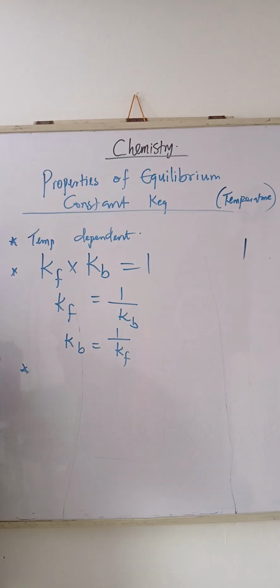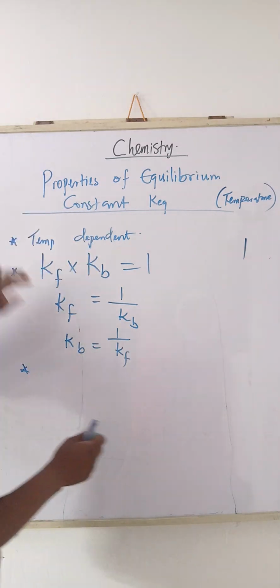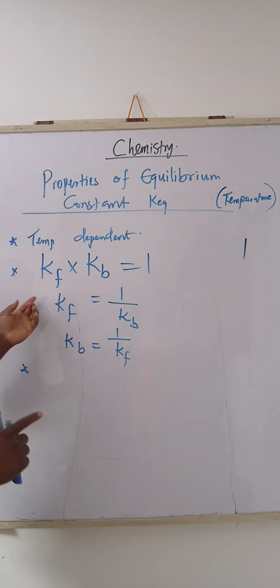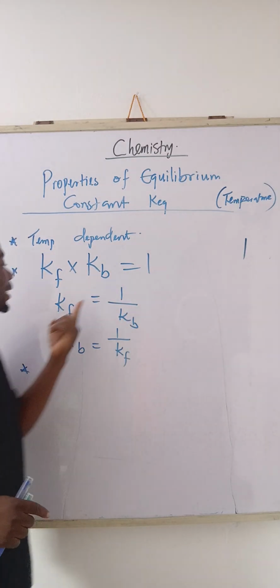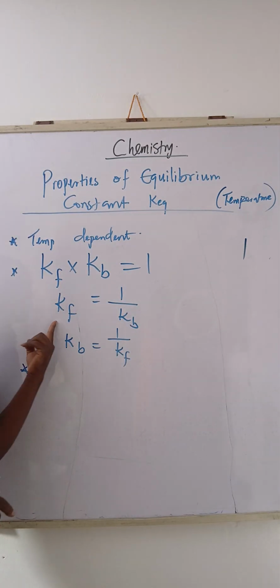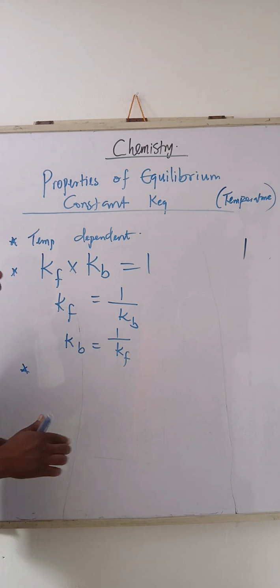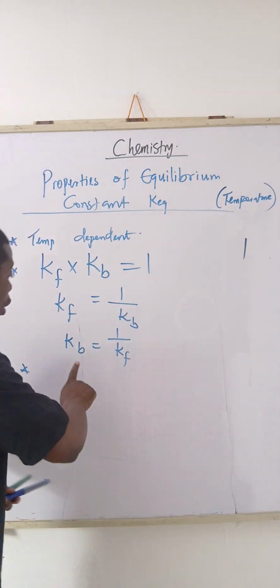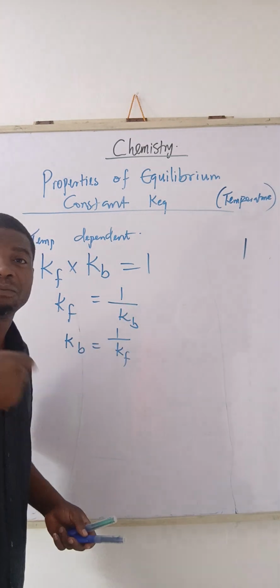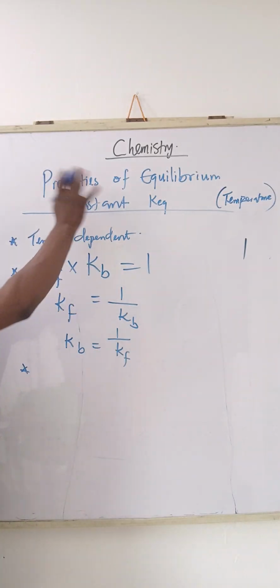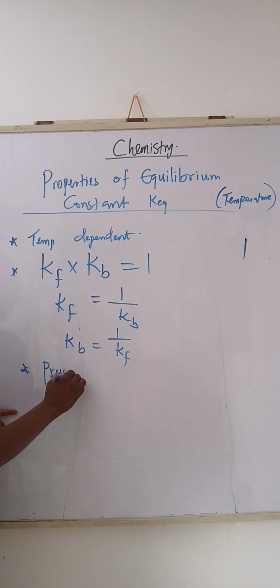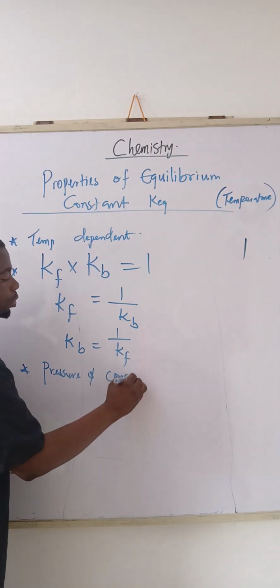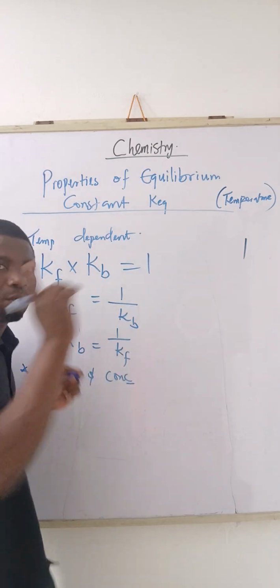Then the next one tó ní láti mọ̀ ni pé mo ti sọ fẹ́ pé number one, they are temperature dependent. Number two, I said the product of the backward and forward is equal to 1. Then number three, mo sọ fẹ́ pé the forward àbí now is a multiplicative inverse of the backward, or the backward is a multiplicative inverse of the forward. Tètè mọ̀ nǹkan kan pé temperature, the only thing that affects it is temperature. Both pressure and what? And concentration does not affect the equilibrium constant.